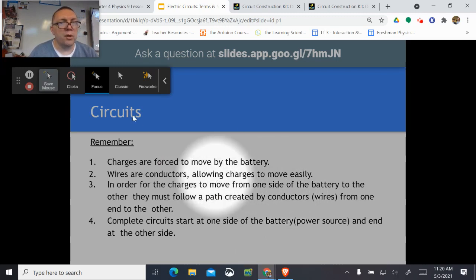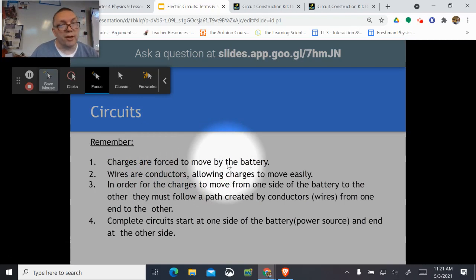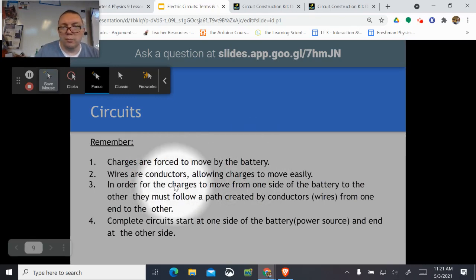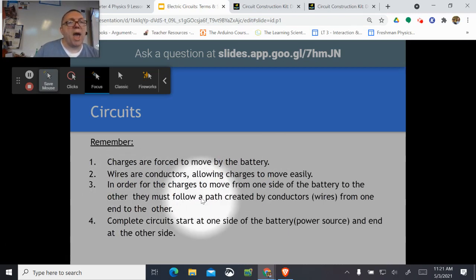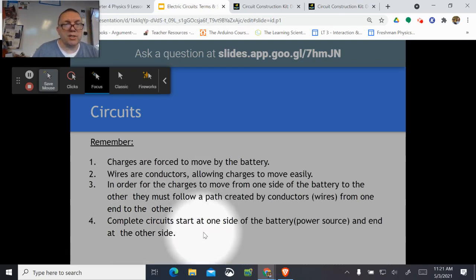All right. Circuits, quick reminders. Charges are forced to move by the battery. The battery is the motivator. Wires are conductors. They allow charges to move easily. For charges to move from one side of the battery to the other, they follow this path from the wires that we connect outside. They have to go from one side of the battery to the other. And complete circuits have a wire or a path that goes from one side of the battery through some other device and then back to the other side of the battery.